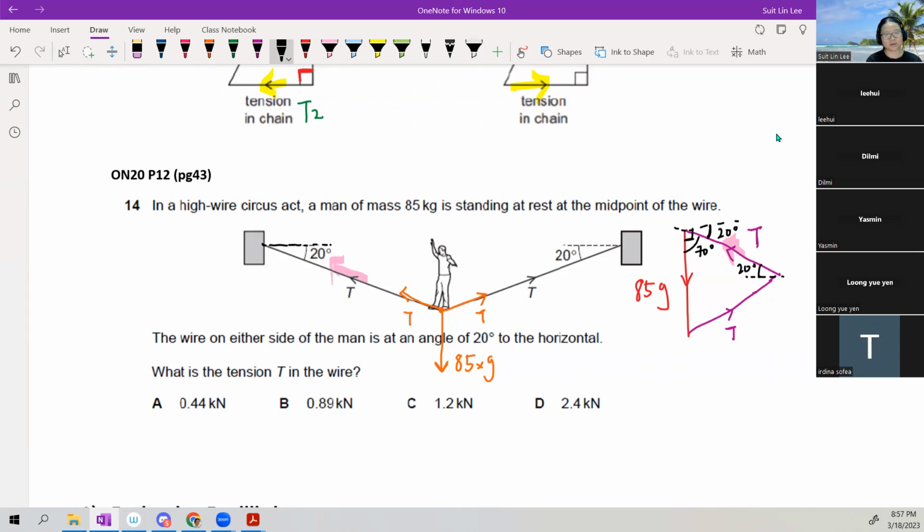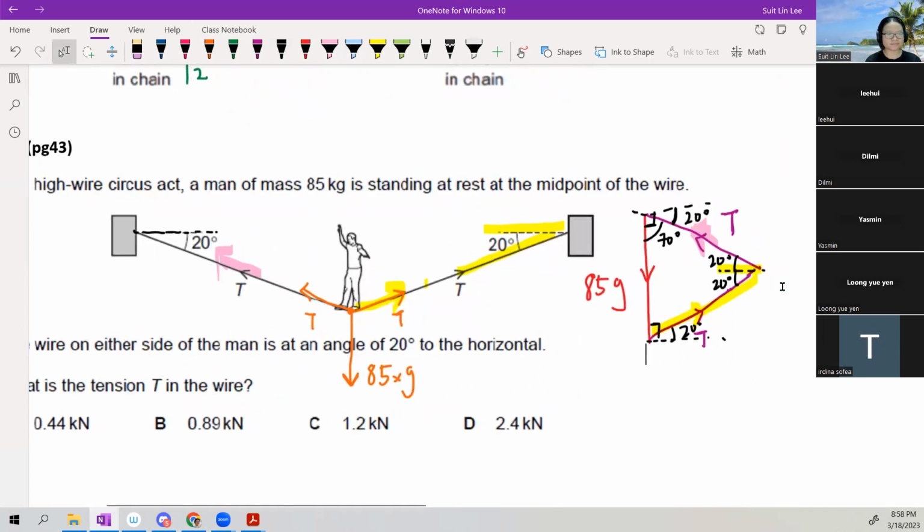Okay, and then you can repeat the process again for this T pointing upward, this will be 20. Okay, because this T is pointing upward. So it's pointing upward, and the angle is between where it's pointing and the horizontal. Which means if you do alternate angles, this is 20, and this is also another 90 degrees.